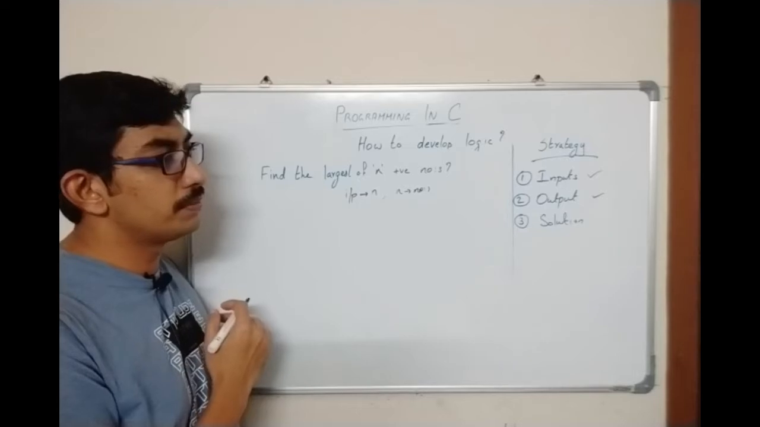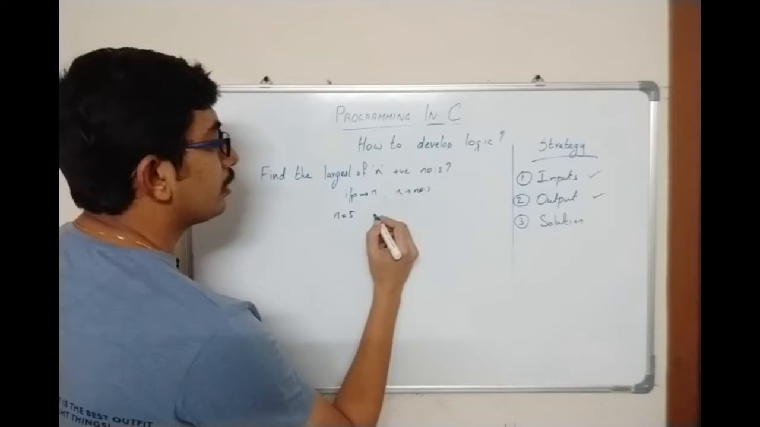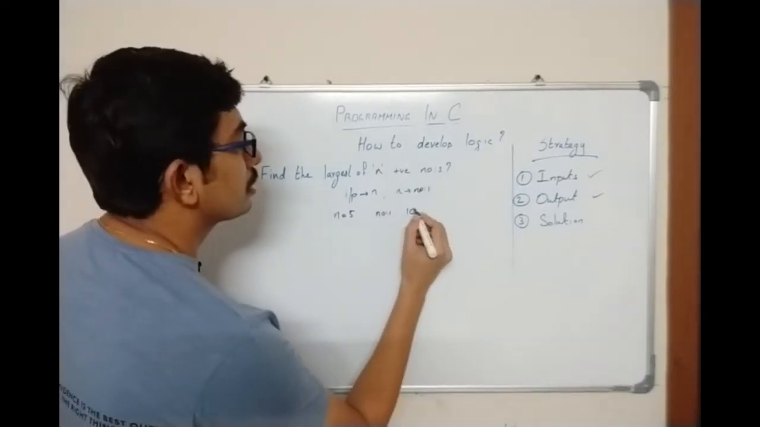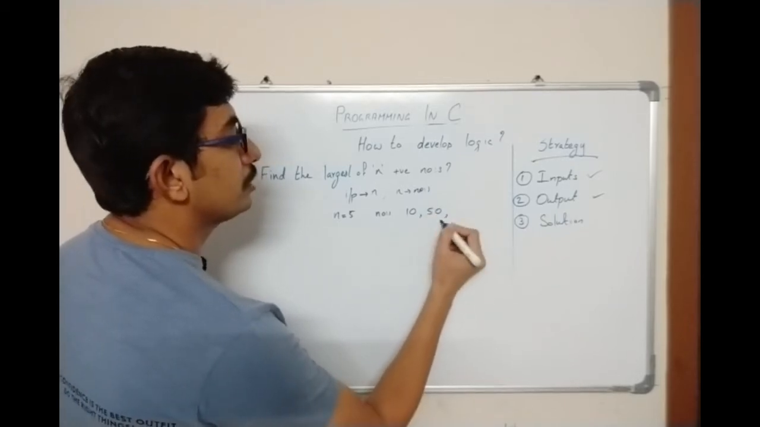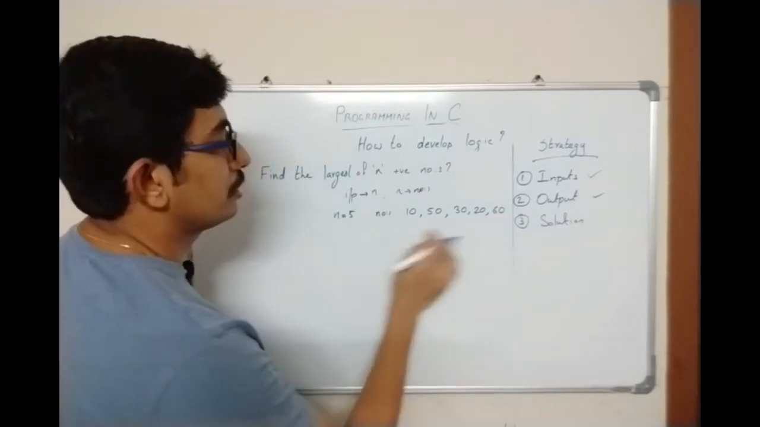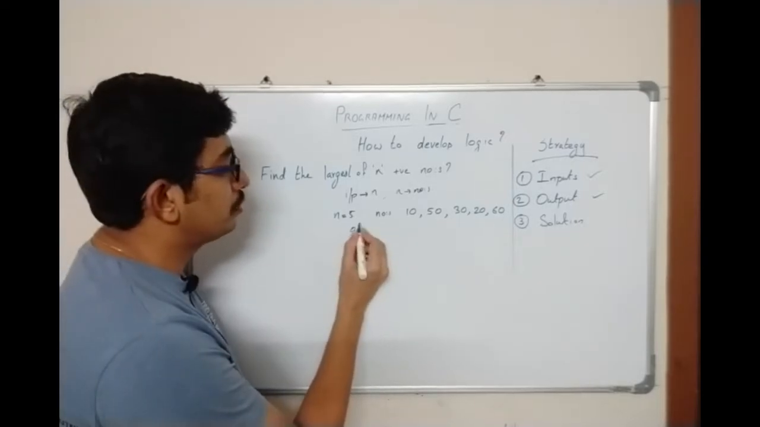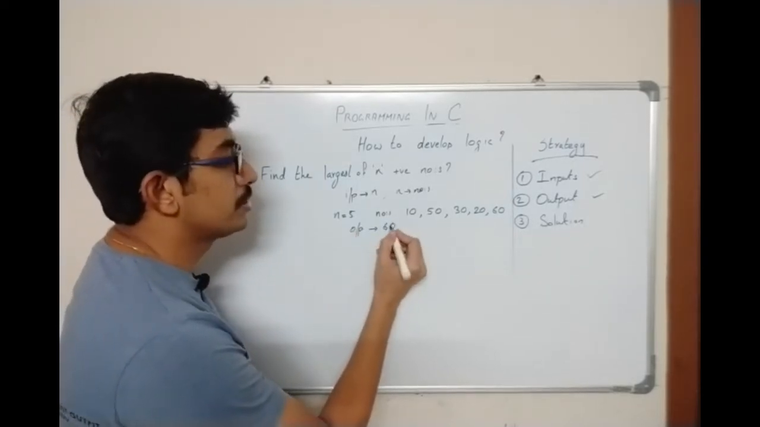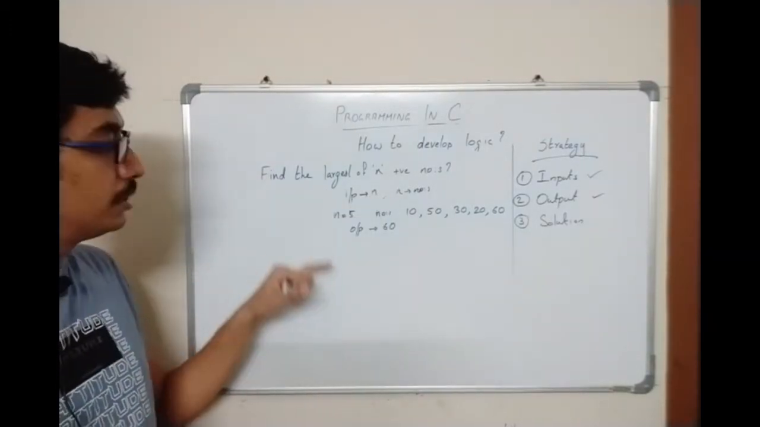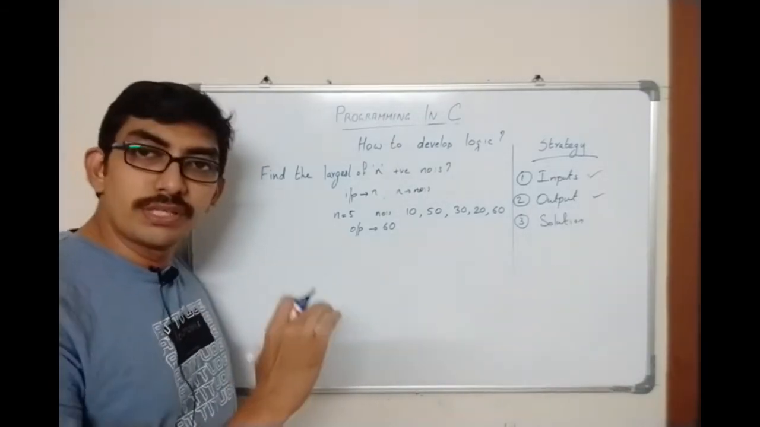Then what will be the output? Suppose n is equal to 5 and the values of those numbers are, say I am giving some random numbers, 10, 50, 30, 20, 60. So I am having 5 random numbers. What should be the output? The output will be 60. So you are clear with the input, what all you have to read from the user, and what the output looks like. Okay. Now we have to go for the solution part.